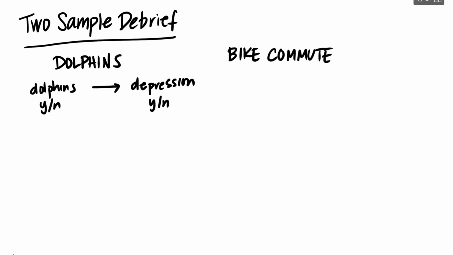So they're both categorical. Then for the bike commute, you were looking at the type of bike and the time for the commute. We had a categorical variable, in this case steel versus carbon fiber, and actually carbon fiber was first in the two samples. And then the commute time, which was a quantitative variable.